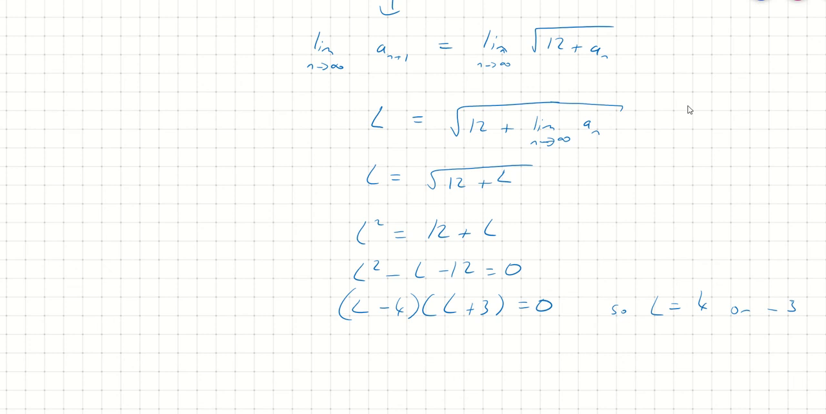Well, the limit can't be minus 3 because this was an increasing sequence that started at 1, so it's never going to be a negative number. So L is 4. The limit of this sequence is 4. And it's pretty easy if you just want to play around with your calculator. You can just put in this sequence, adding 12 and square rooting each time, and you'll see it will converge to 4.